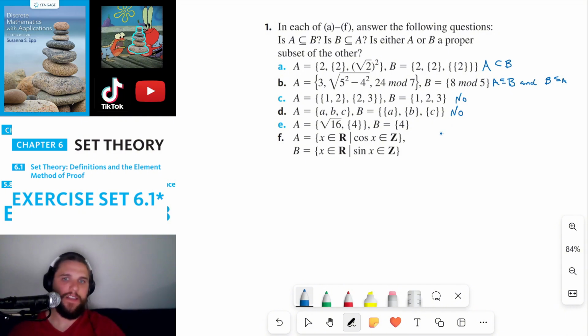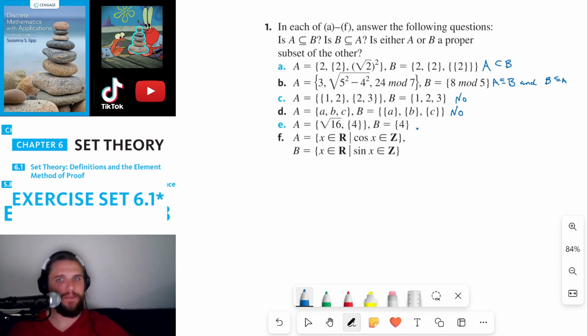Part E says the set A contains the square root of 16, which is 4, and the set containing 4, whereas B is just the set containing 4. So we can ask ourselves, is A a subset of B? Well, the number 4 is an element of B. So the first element of A is in B. The second element is the set containing 4. But this is not an element of B because B only has numbers as elements. It doesn't have a set as an element.